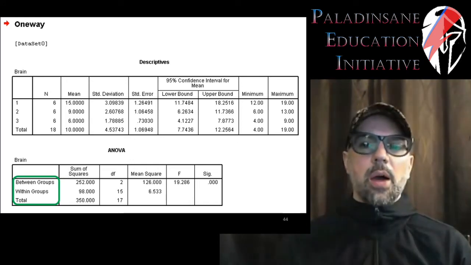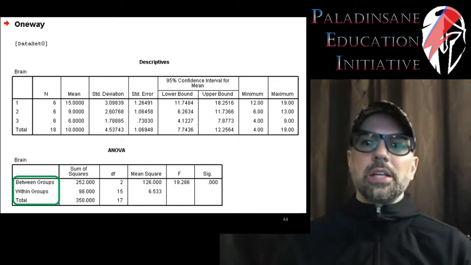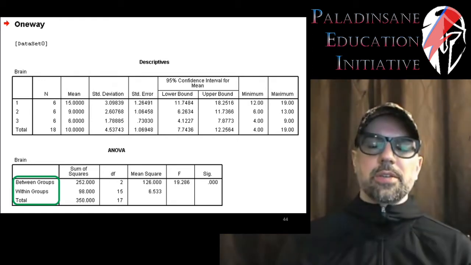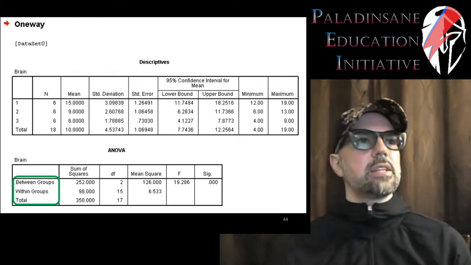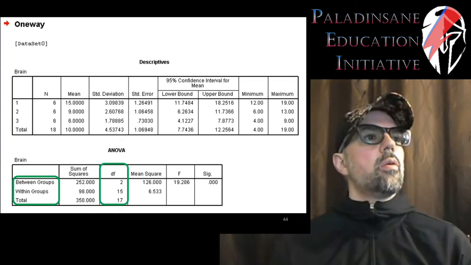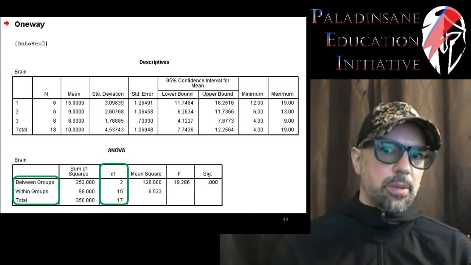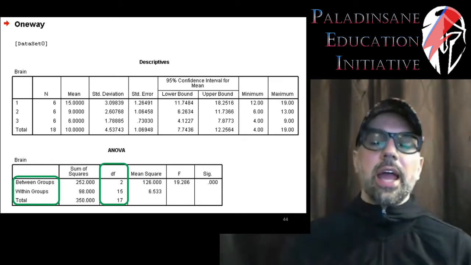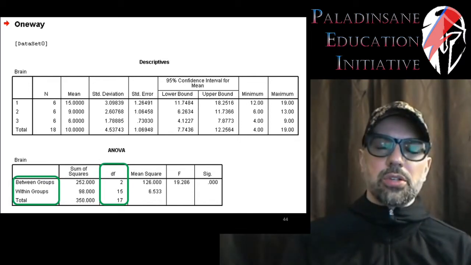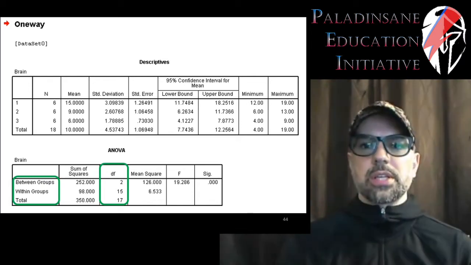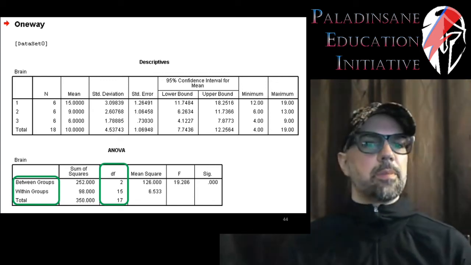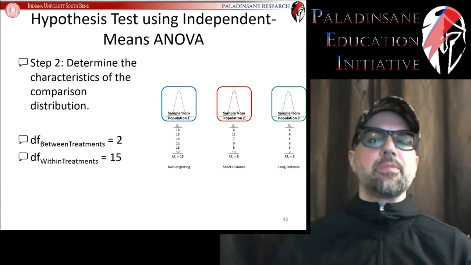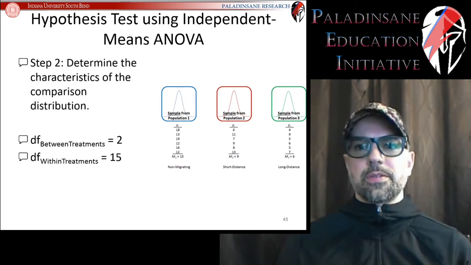So when we're looking for our comparison distribution, we need to know the degrees of freedom for between treatments, and we need to know the degrees of freedom for within treatments, and we have that in the table right there. So we have 2 degrees of freedom for the between treatments variance, and we have 15 degrees of freedom for the within treatments variance, and that determines our comparison distribution. That determines that F distribution that we saw yesterday, those 2 degrees of freedom. So that is step number 2. We have 2 between treatments degrees of freedom, and we have 15 within treatments degrees of freedom.